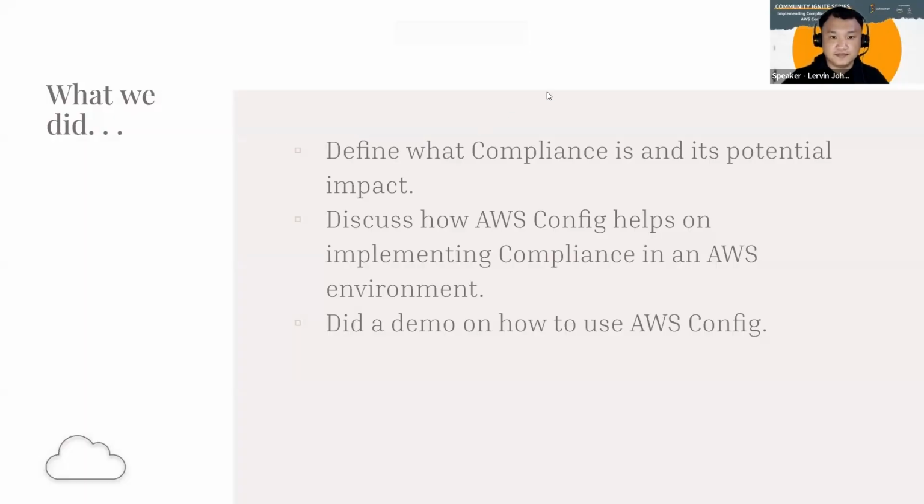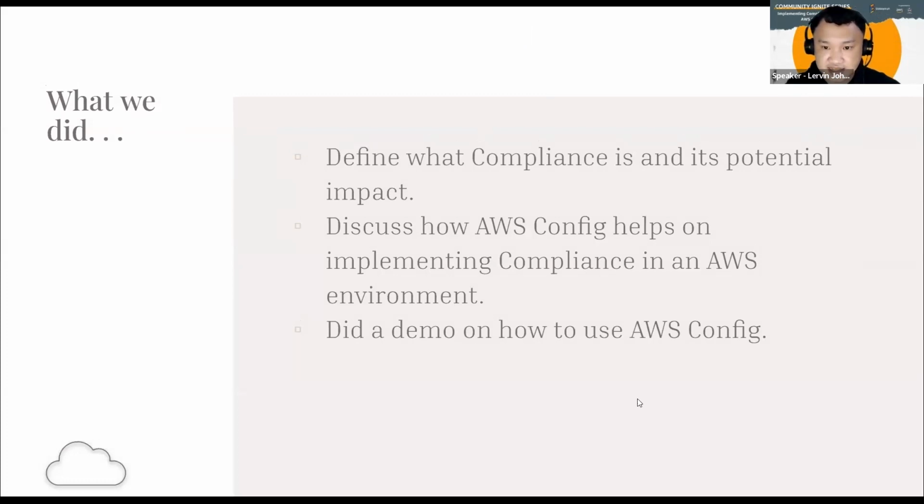So let's have a recap on what we did. We defined what compliance is and its potential impact. We also discussed how AWS Config helps in implementing compliance in an AWS environment. And we also did a demo on how to use AWS Config, in which we deployed managed rules for Elastic IP and instance type configuration.